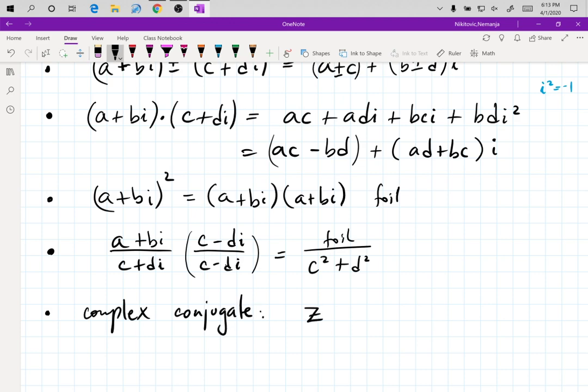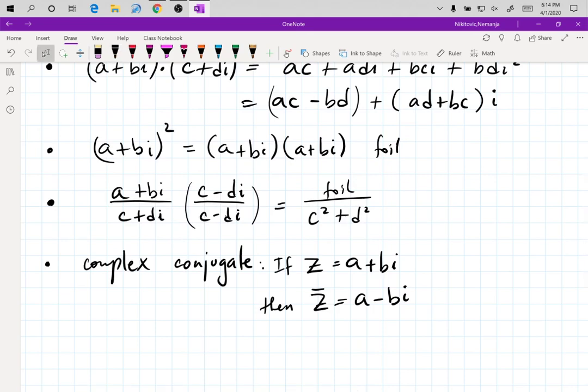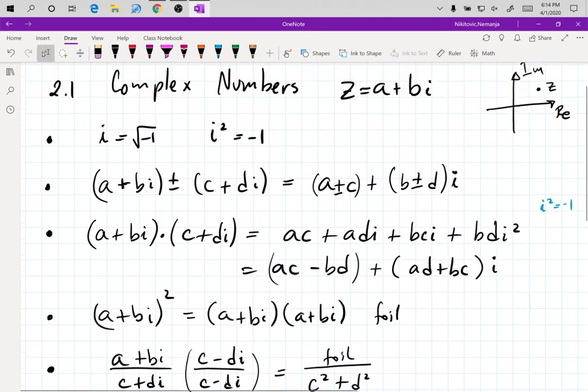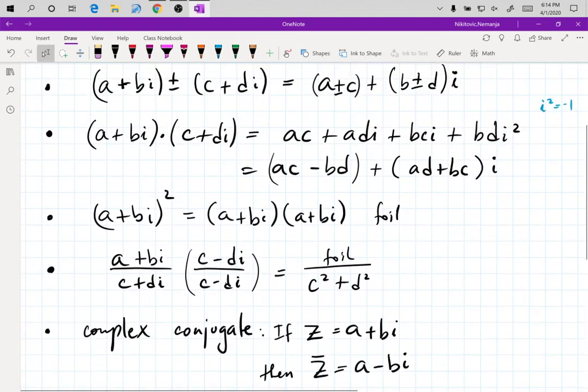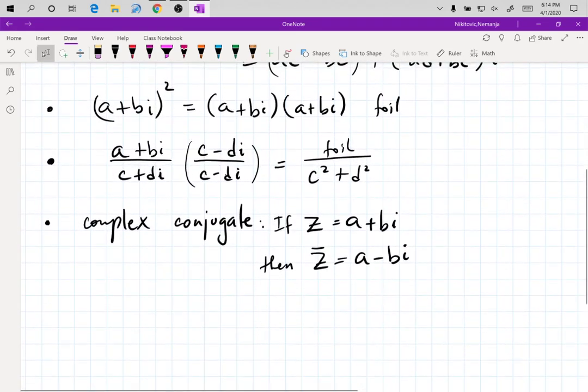So if z equals a plus bi, then the complex conjugate is z bar, which equals a minus bi. So you change your sign in the middle. So yep, that's it. That's for complex numbers.